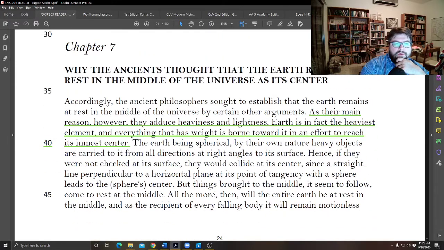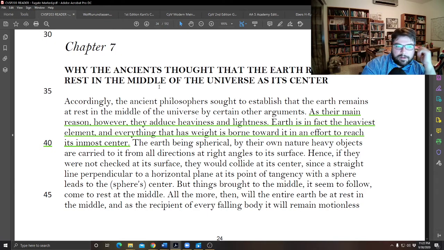Chapter 7, why the ancients thought that the earth remained at rest in the middle of the universe. Well, again, the ancients, of course, he's referring to the Aristotelians and others. Why was it at rest? And he's going to give us now the Aristotelian arguments.